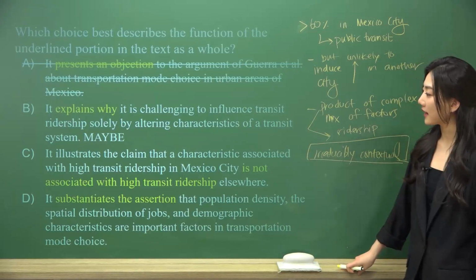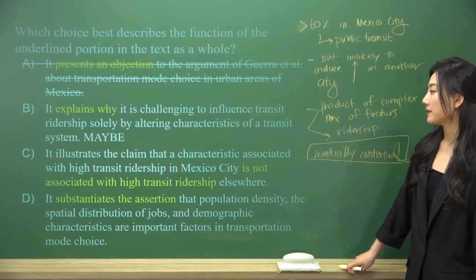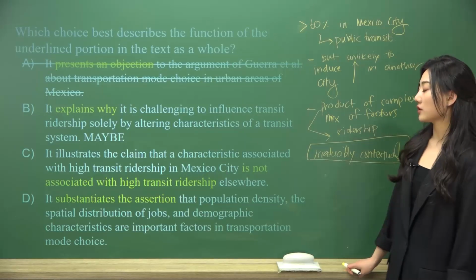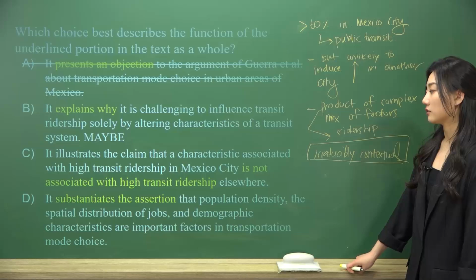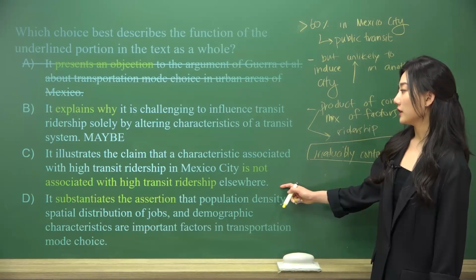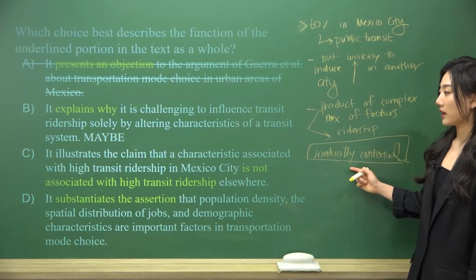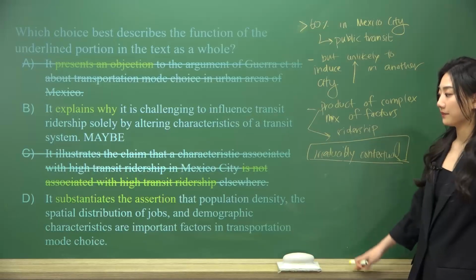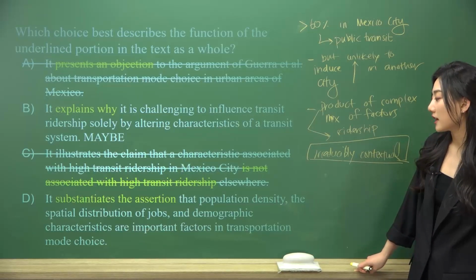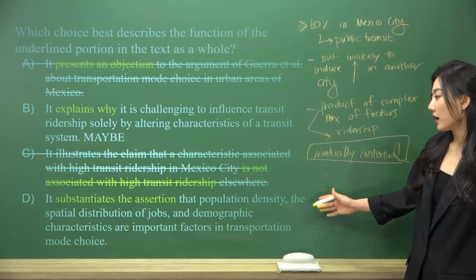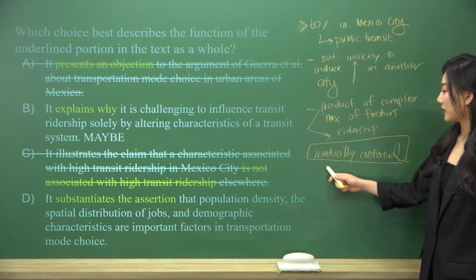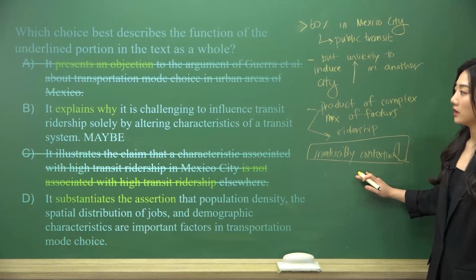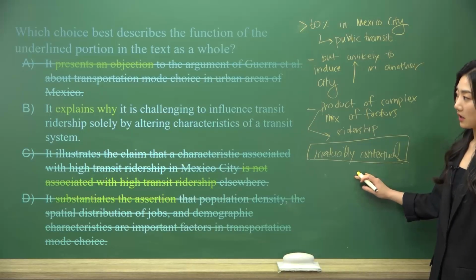We'll check that. C, it illustrates the claim that a characteristic associated with high transit ridership in Mexico City is not associated with high transit ridership elsewhere. Okay, so this is not an illustration of that. It's more of a statement, so we can delete. D, it substantiates the assertion that population density and so on are important factors. It did not say that. It just says it's irreducibly contextual. So that means that B is going to be our best answer.